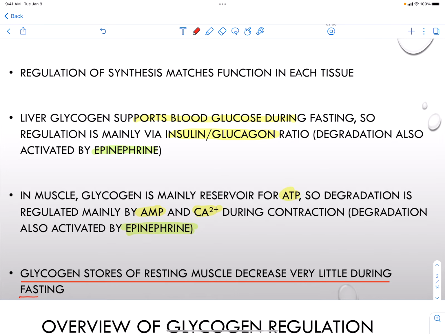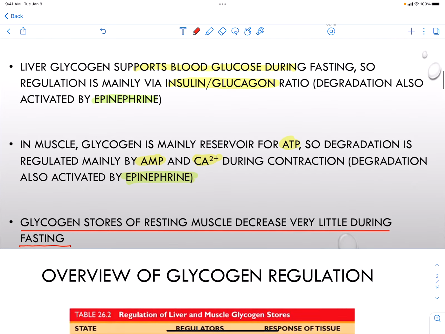One thing to note is that the actual glycogen stores in the muscle during fasting will decrease very little. So we'll see this again as we go through the regulation that the muscle is not sensitive to glucagon, does not have glucagon receptors, and therefore glucagon can never stimulate the breakdown of glycogen stores in a muscle cell.